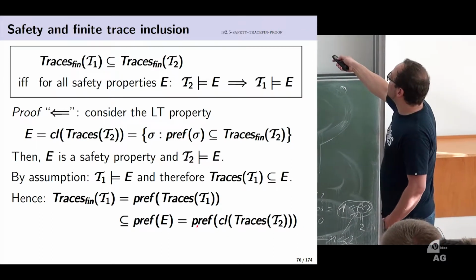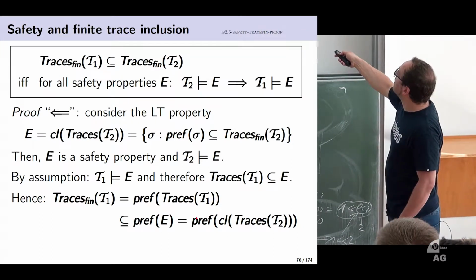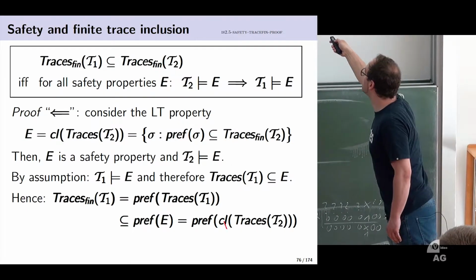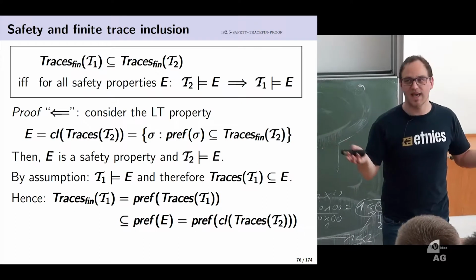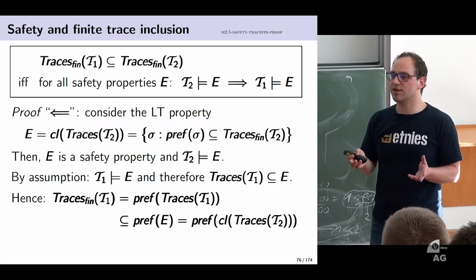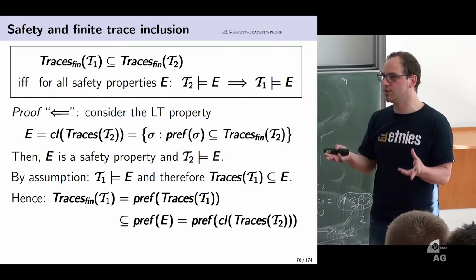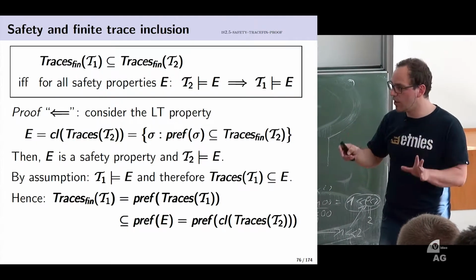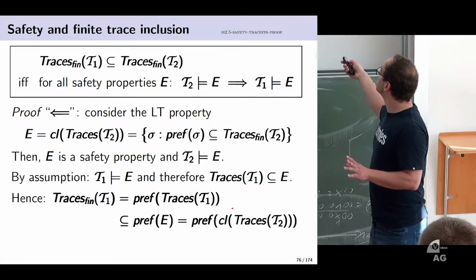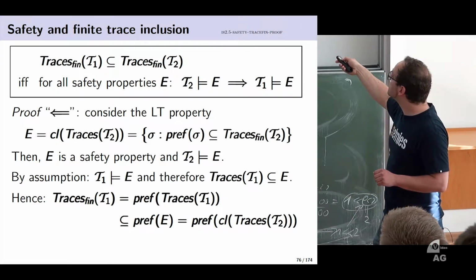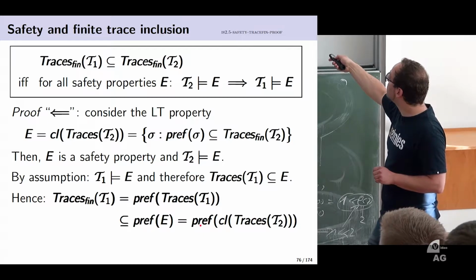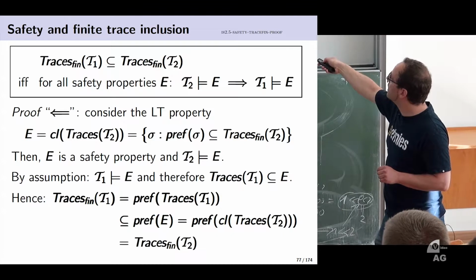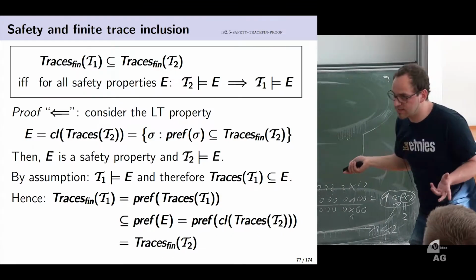And then you can show that this is the same as the prefixes of the traces of T2. So you can essentially drop that closure. Why is that? Intuitively, it is because the closure operation does not introduce new prefixes. It may introduce new words, infinite words, but no new prefixes. So you can cross out the closure here, and then you are stuck with the prefixes of the traces of T2, and just like here, we then know this is exactly the finite traces of T2.